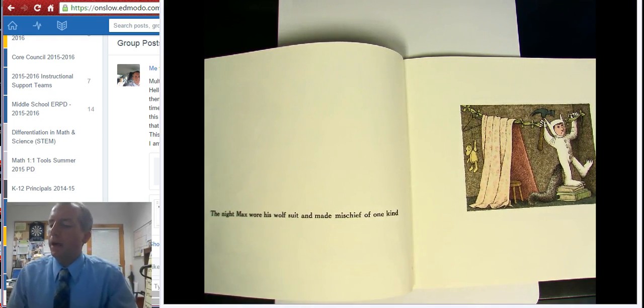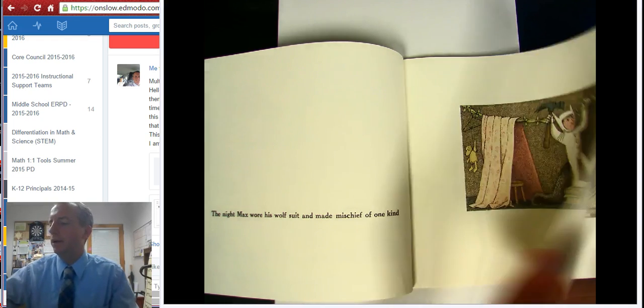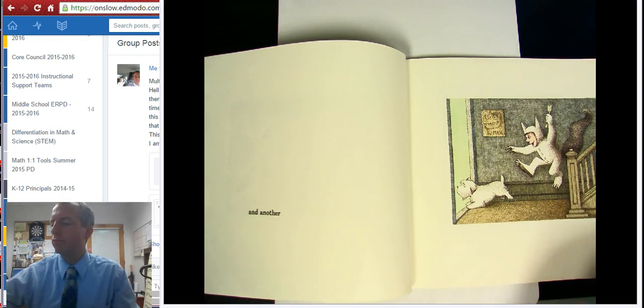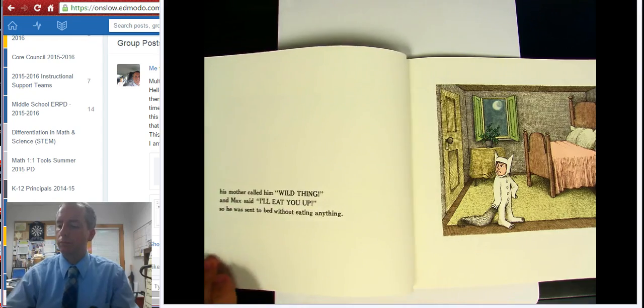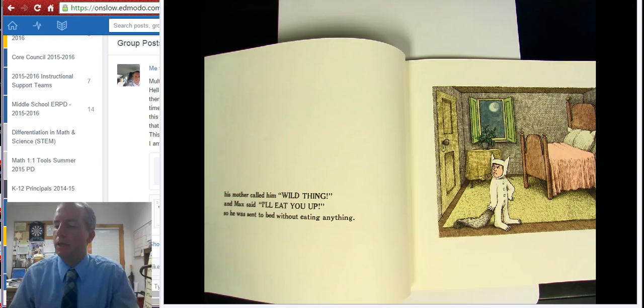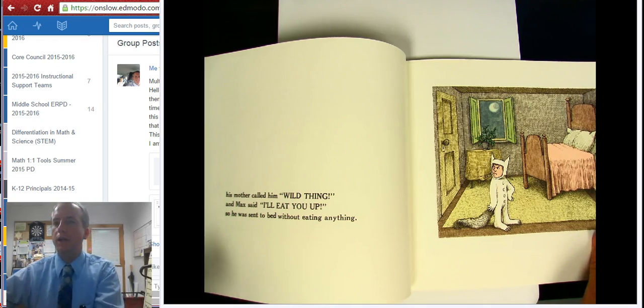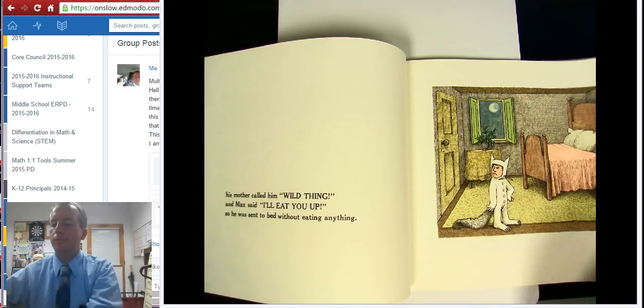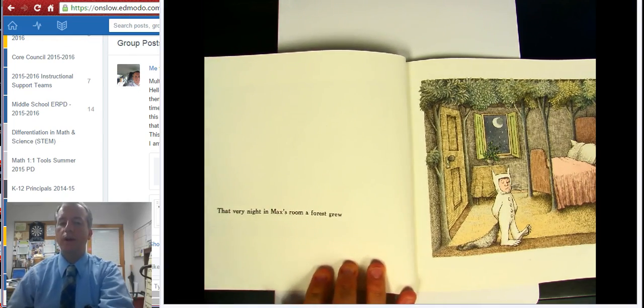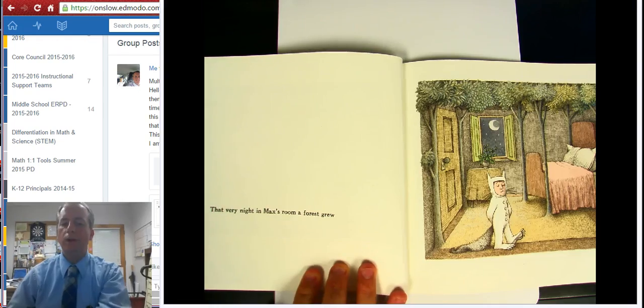The night that Max wore his wolf suit and made mischief of one kind or another. His mother called him Wild Thing, and Max said, I'll eat you up. And so Max was sent to bed without eating anything. So that very night, in Max's room, a forest grew.